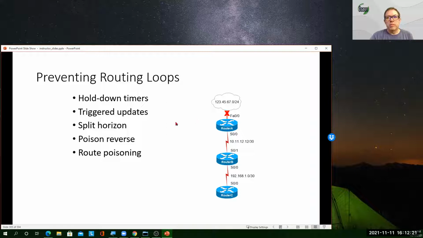So another feature that makes this go faster is triggered updates. This is where A will tell B about this change immediately as soon as it detects the network is gone, rather than wait for its update timer.